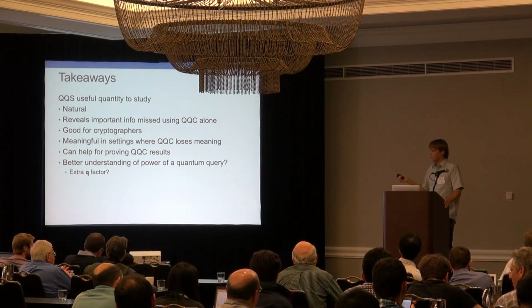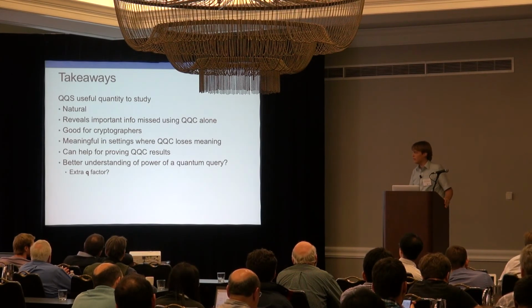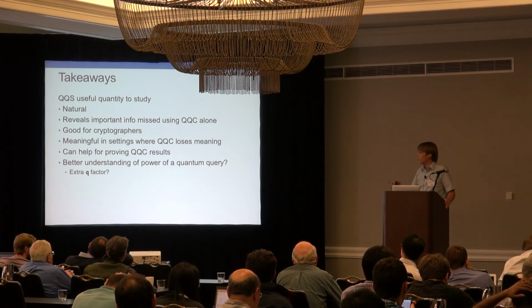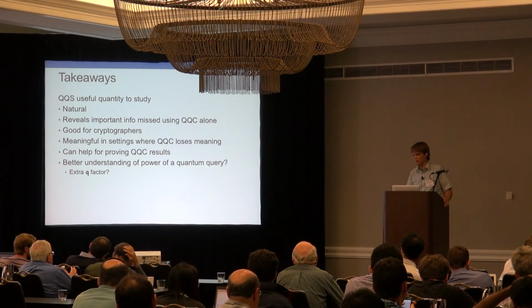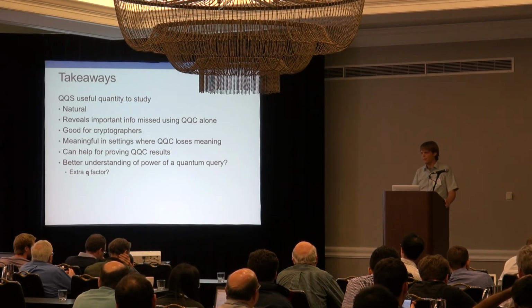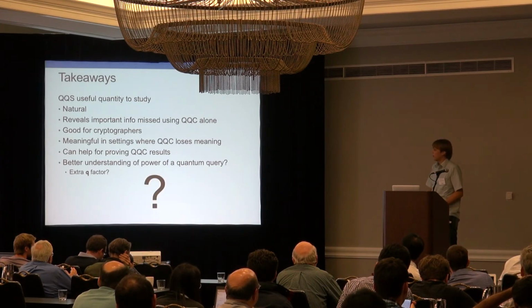And maybe it's just a coincidence that these problems get this extra factor of Q, or maybe there's something deeper going on here. And maybe one of the ways to see if something deeper is going on is to really try to understand quantum query solvability more. All right, and that's all I have. Thank you.